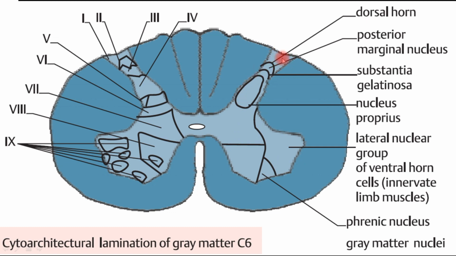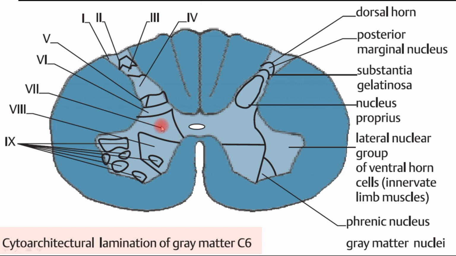Lamina 1 is the posterior marginal nucleus. Lamina 2 is the substantia gelatinosa. Lamina 3 and lamina 4 are the nucleus proprius. Lamina 5 and lamina 6 are the nucleus dorsalis, or the Clark's nucleus.